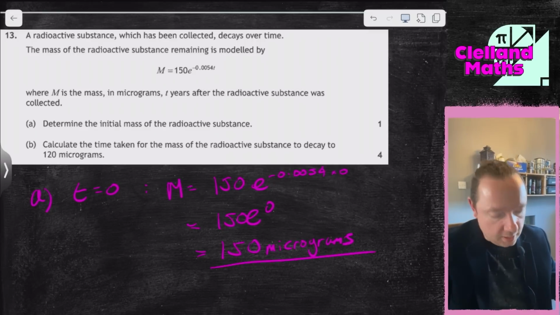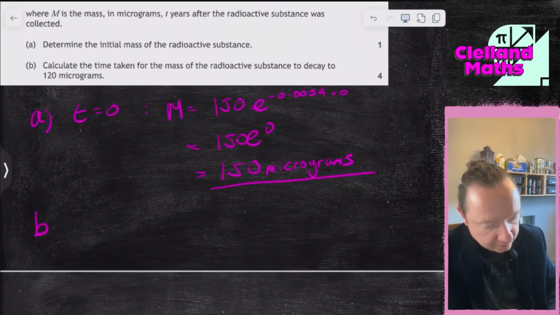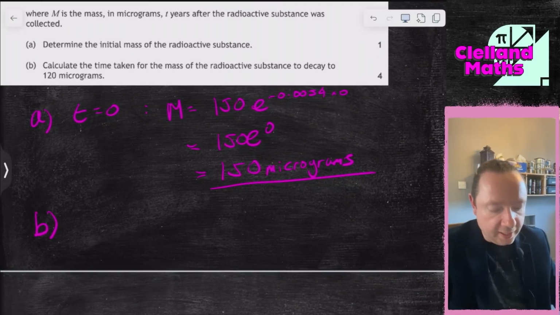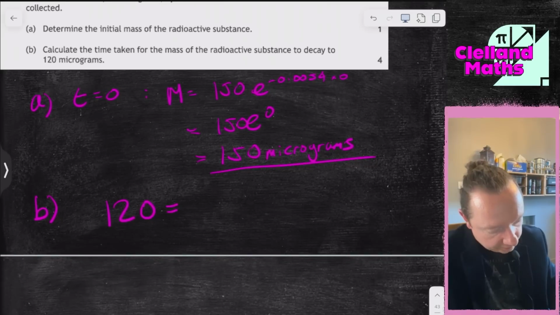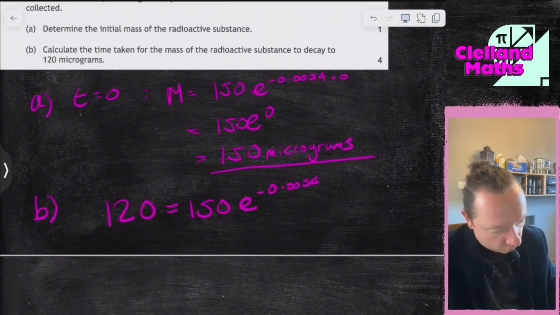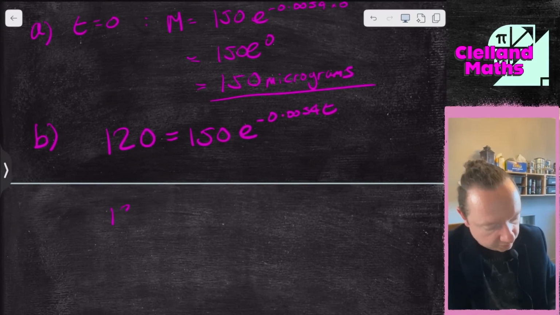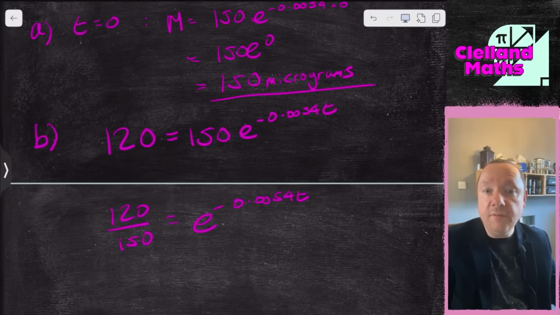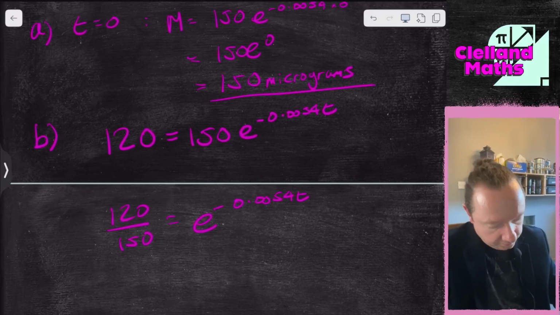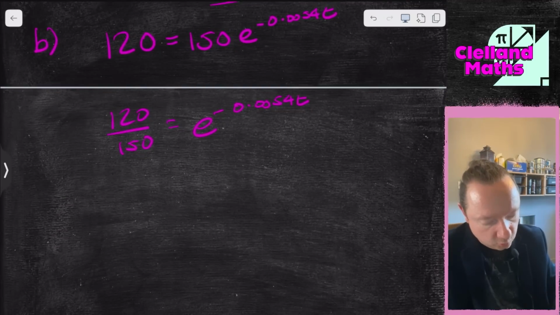And we're done there. Part B says, calculate the time taken for the mass of the substance to decay to 120. So m is 120. So I'll just write 120 equals 150 e to the minus 0.0054 t. That becomes a fraction. That stays there, e there. I will simplify the fraction. So that's 12 over 15. And 3 goes into 12 4 times, and 3 goes into 15 5 times.